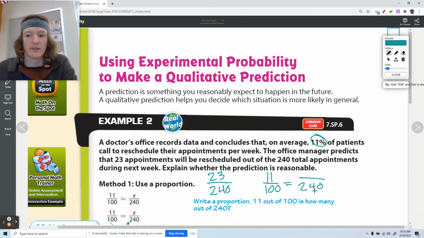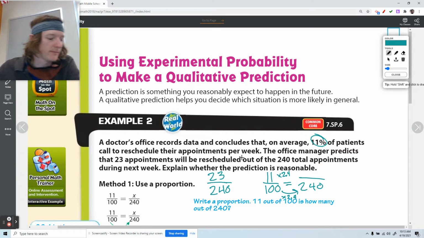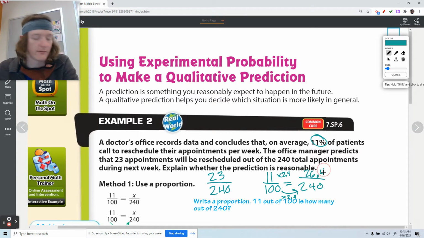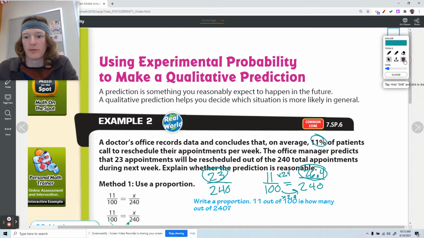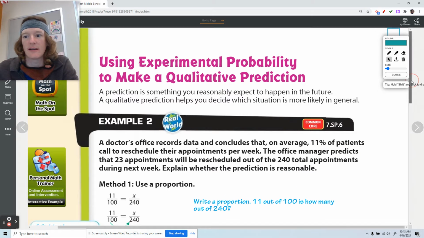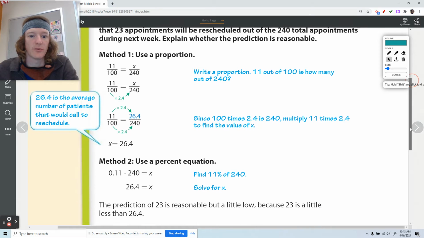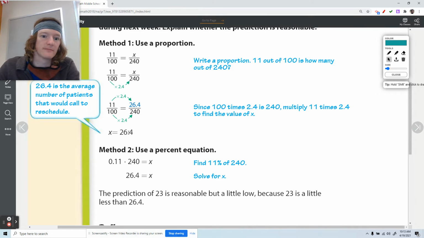We can do 0.11 times 240, or we can solve this proportion from here to here. It's times 2.4. 11 times 2.4 is 26.4. So they say 23 will reschedule, but the actual expectation using our 11% should be 26.4. So let's decide, is that accurate? 26.4, it's reasonable. This is what it should be, and they said it's going to be 23.